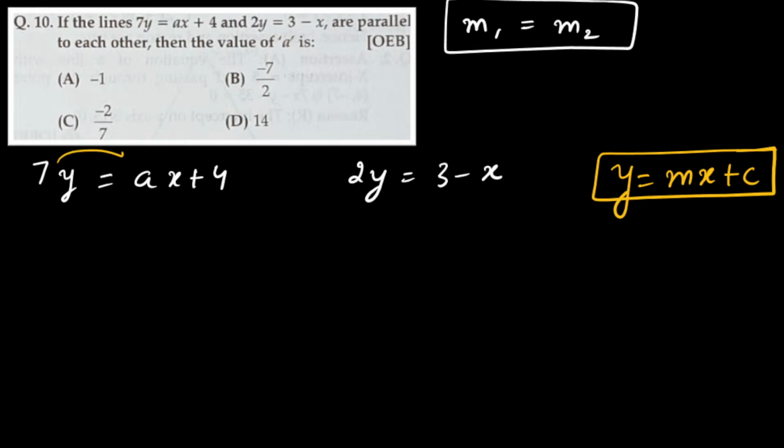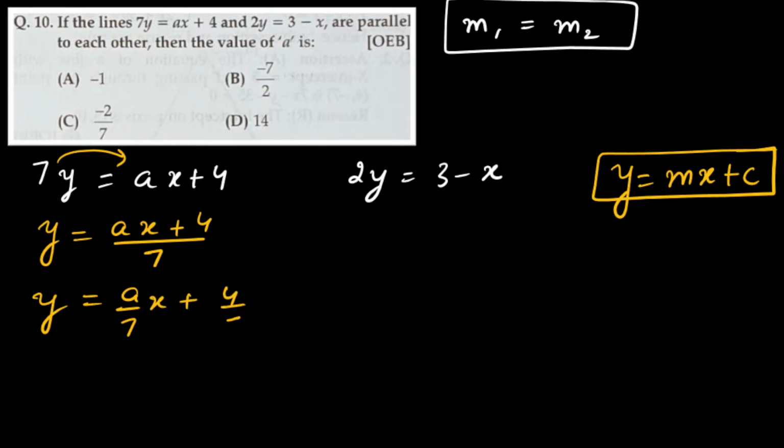So let's shift 7 to the other side. So y is equal to ax plus 4 by 7. So y is equal to a by 7 x plus 4 by 7. If we see here, the coefficient of x is a by 7. So that means m1, the slope of this line, is equal to a by 7.